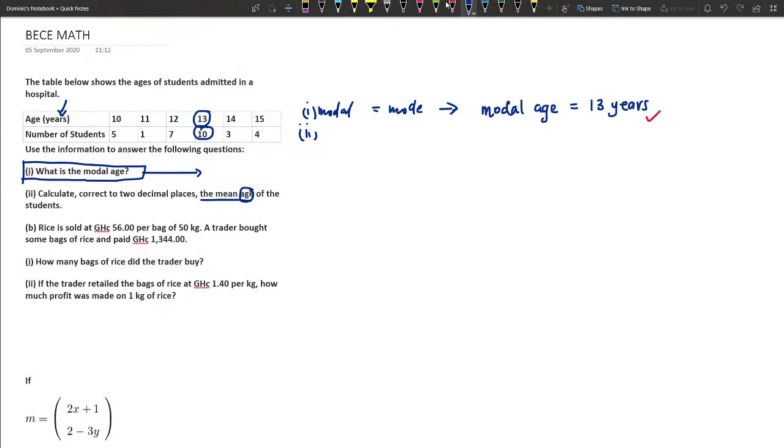So let's move to the II. The II is stating that we should find the mean age. And then with the mean age, there's another condition that has been given. And that condition states that the mean age should be in 2 decimal places. So I'll quickly explain what 2 decimal places means.